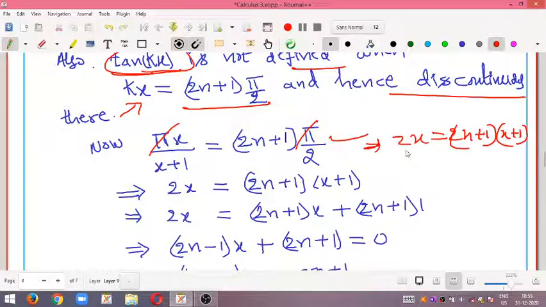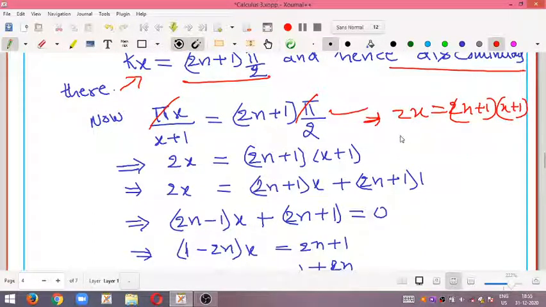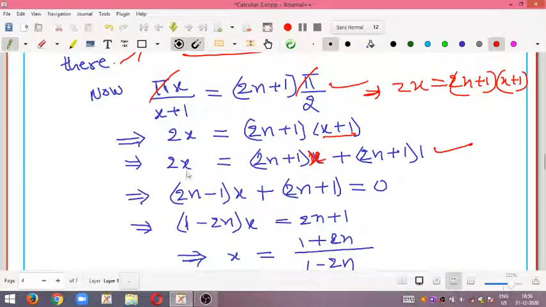Okay, by cross multiplying it, I am taking all the terms to one side. So 2x is equal to (2n plus 1) into (x plus 1). By splitting these two terms, this term is (2n plus 1) into x plus (2n plus 1) into 1.